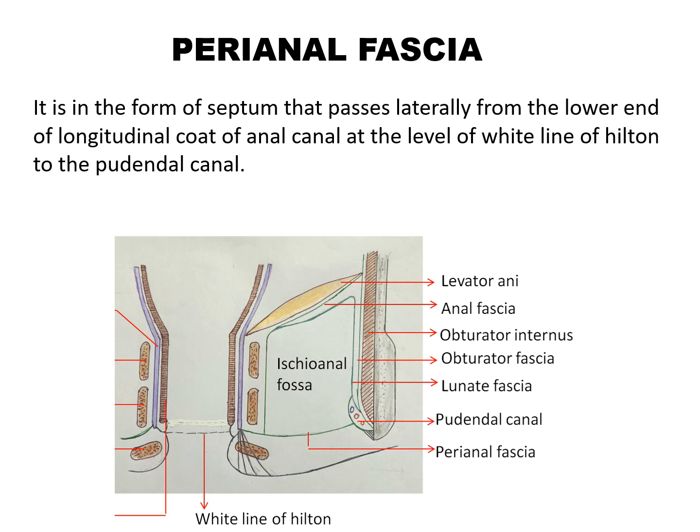The perianal fascia is in the form of a septum that passes laterally from the lower end of the longitudinal coat of the anal canal at the level of the white line of Hilton to the pudendal canal.